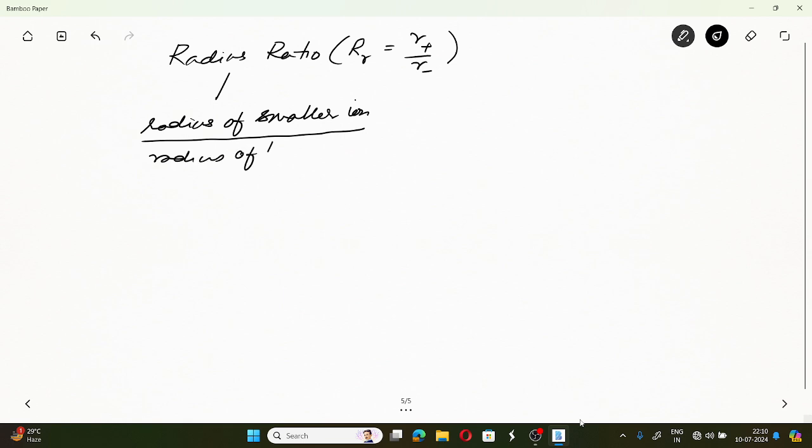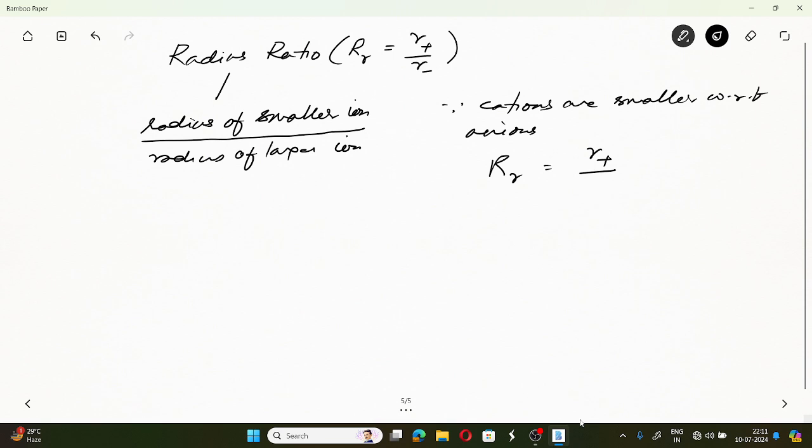Now, cations are usually smaller in size. Since cations are smaller with respect to anions, the modified definition is radius of smaller ion, that is the cation, by radius of larger ion, that is the anion.